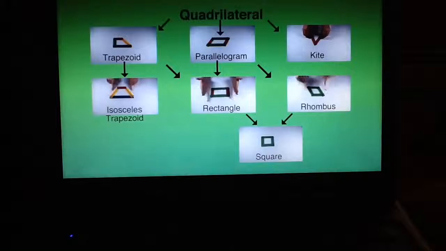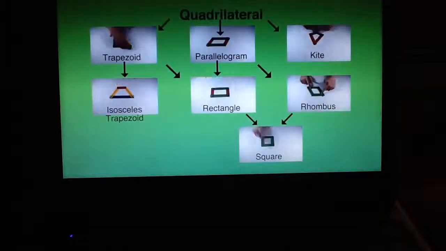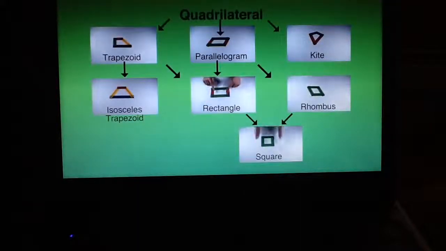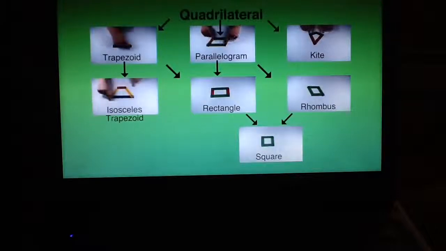Next time you see a quadrilateral, look at the characteristics of its edges and angles and see if you can find any patterns. If you do, use those patterns to give it its most specific name possible.